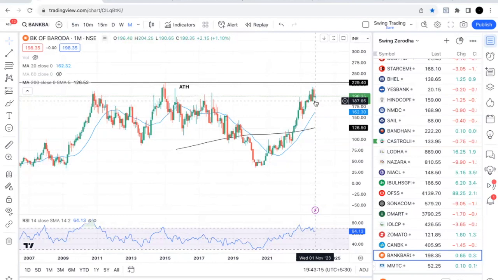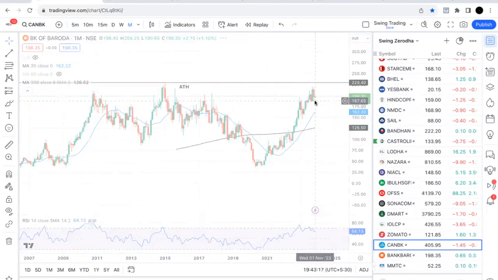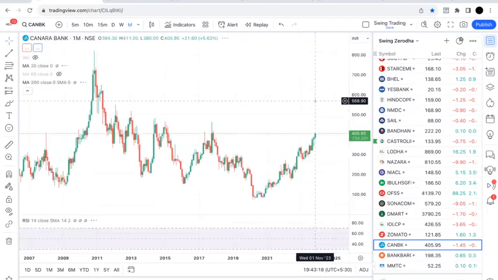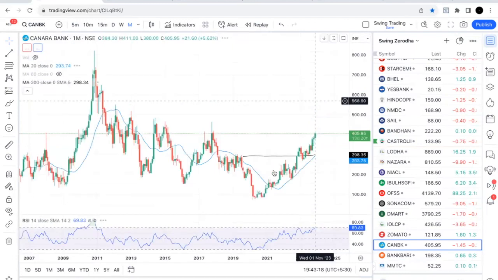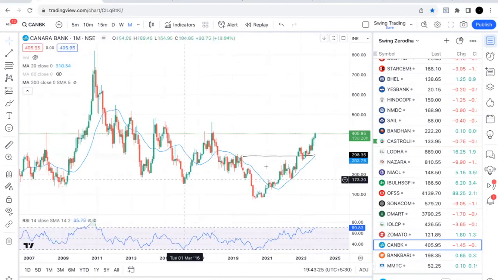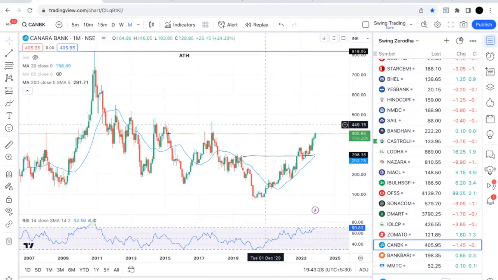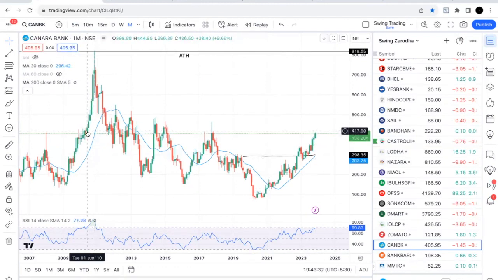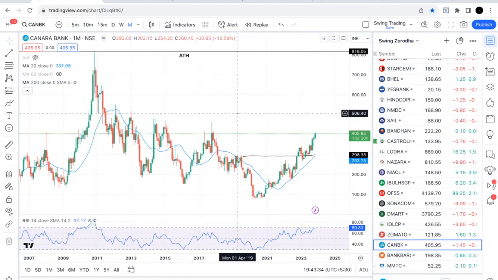Okay, so a stock like that, I am not going to bother. I'm just going to leave it. Canara Bank has the 200, but the 20 is below that, so I'm not even going to look at that. But then also you can see that it's been sideways all the way since November 2010 and even before.